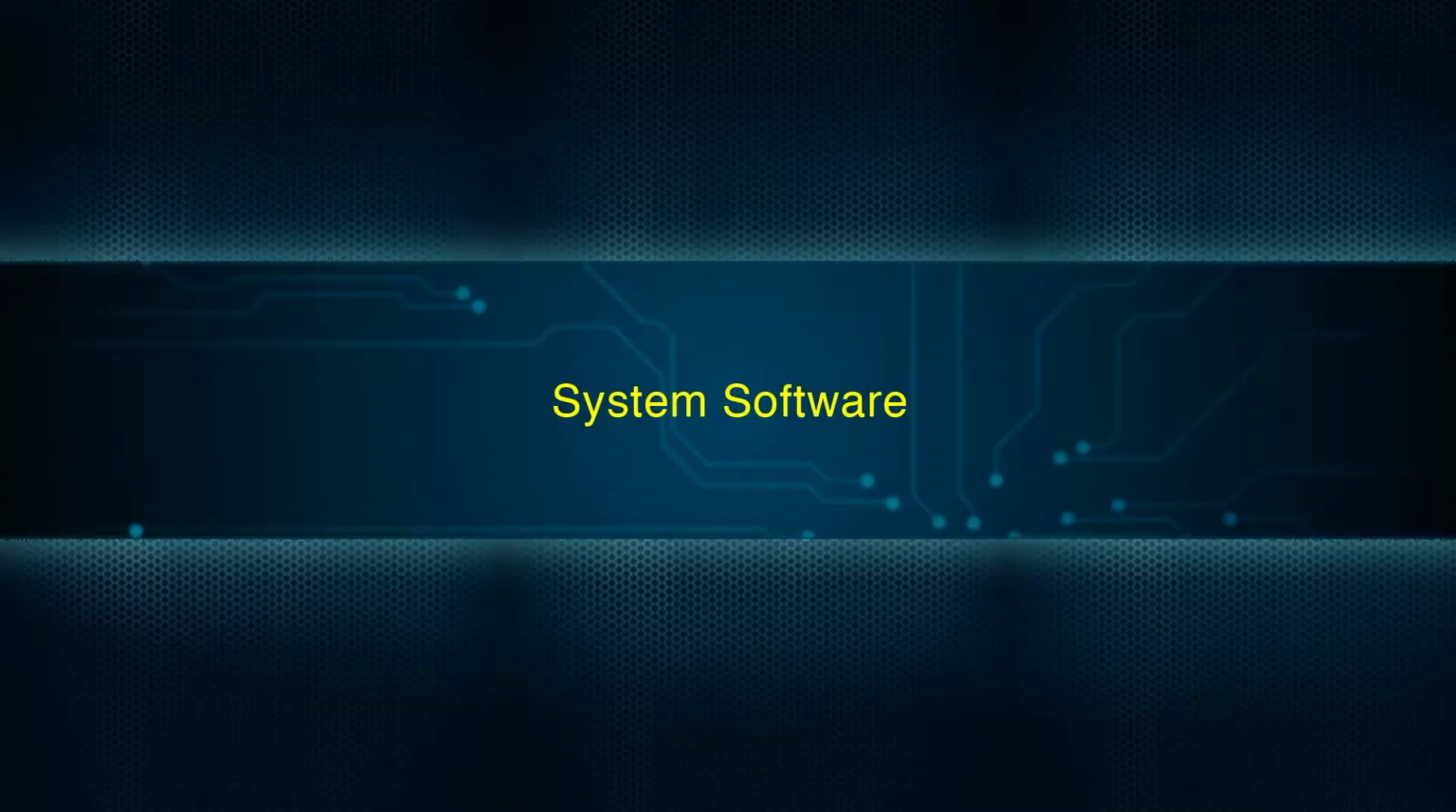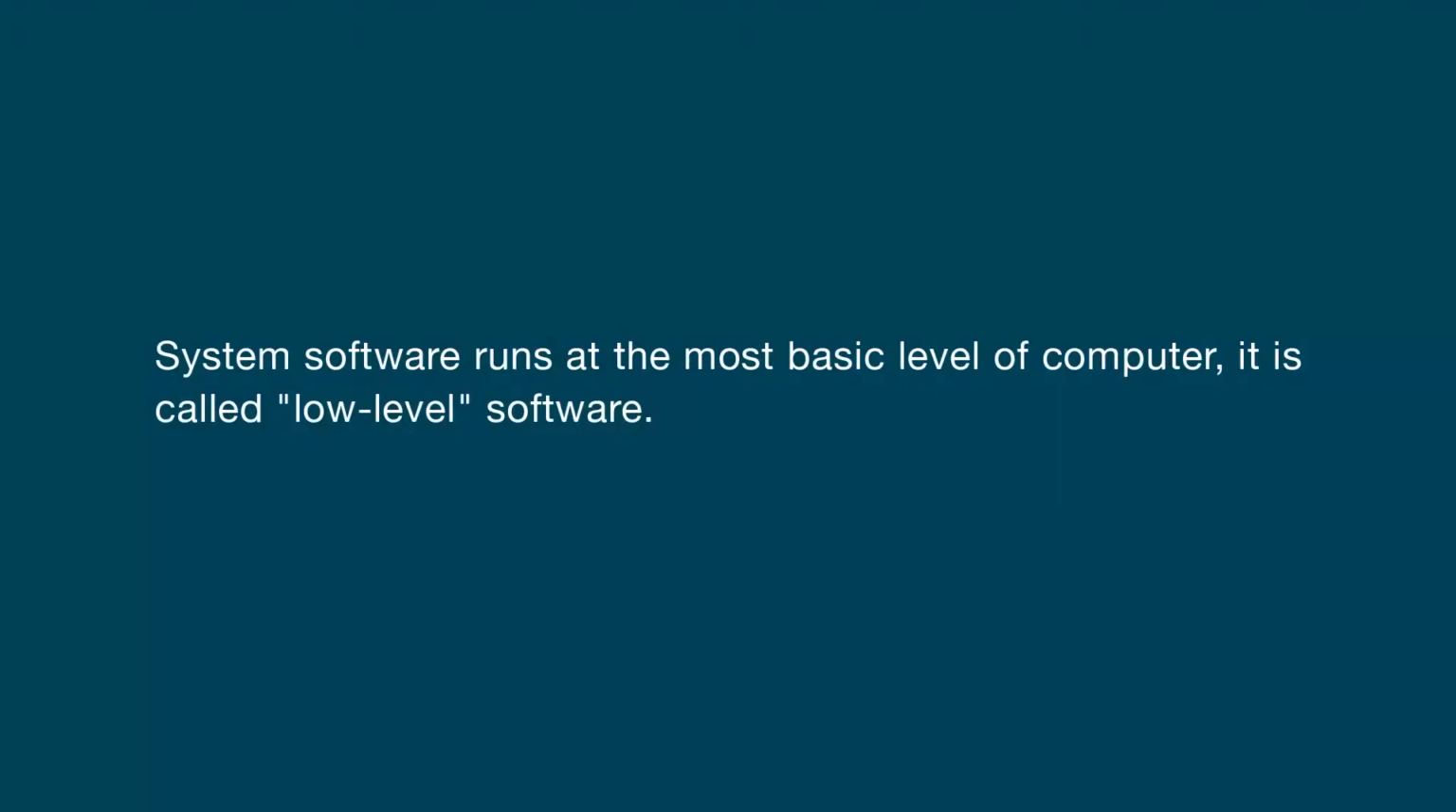System software refers to the files and programs that make up the computer's operating system. System files include libraries of functions, system services, drivers for printers and other hardware, system preferences and other configuration files. Since system software runs at the most basic level of the computer, it is called low-level software. It generates the user interface and allows the operating system to interact with the hardware.